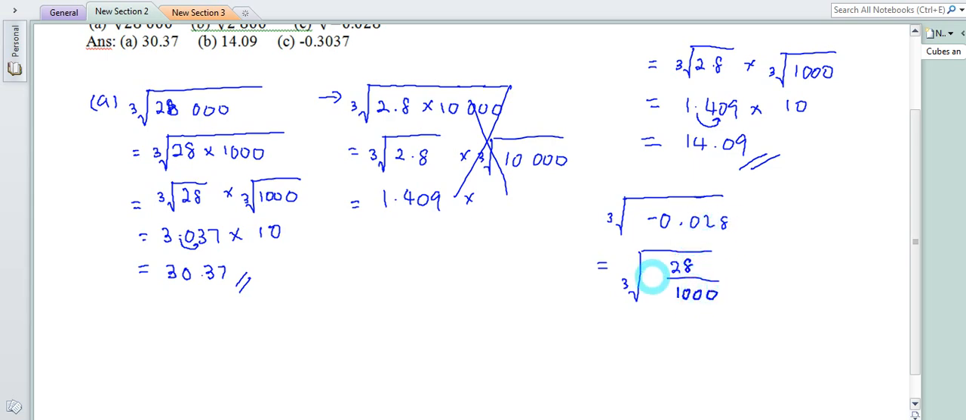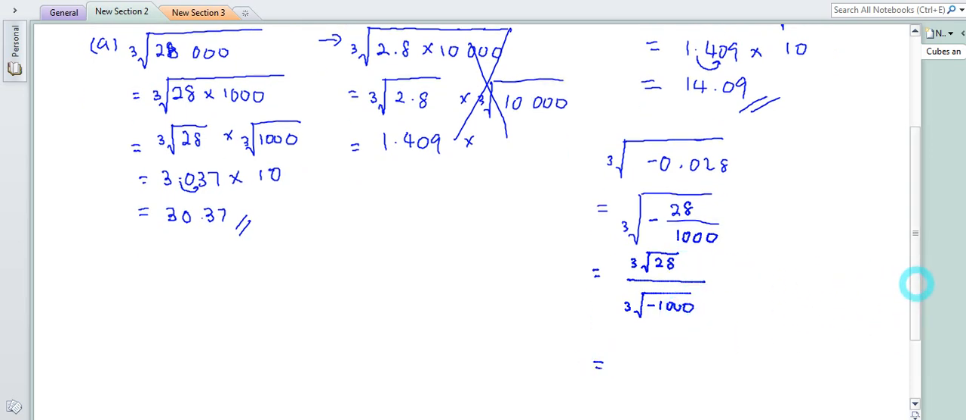1000. And here you have a negative here. Okay, so the negative you can put here or put here, no problem. So let's say I put the negative over here. So here I just put 28. At the bottom here, I put negative 1000.